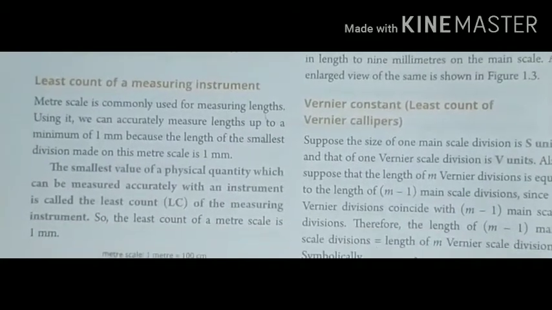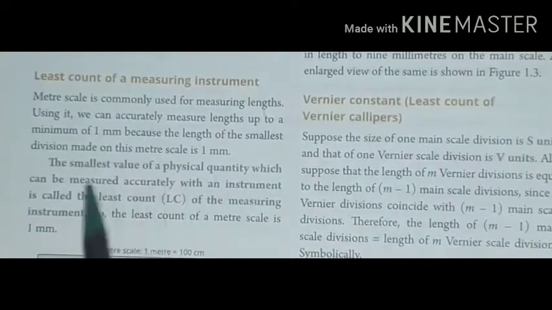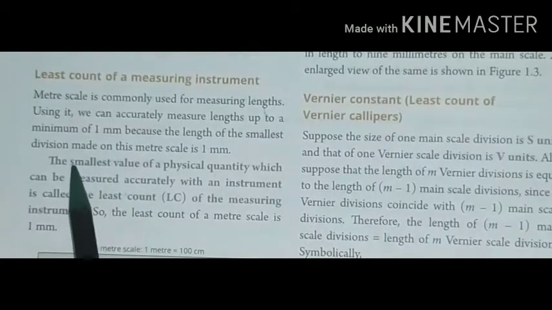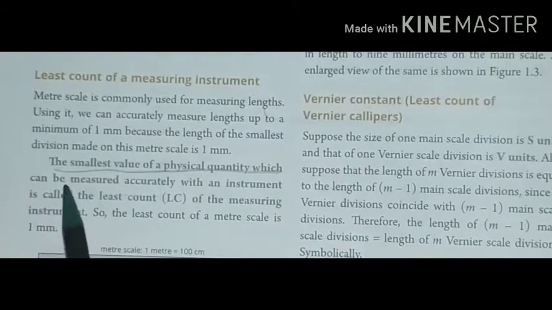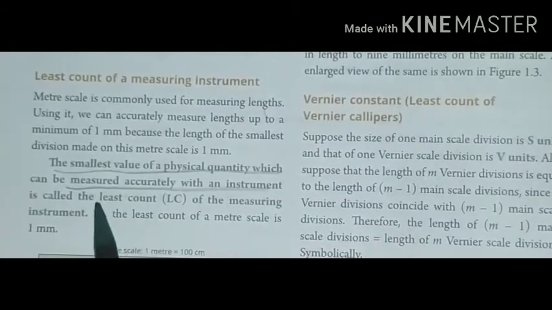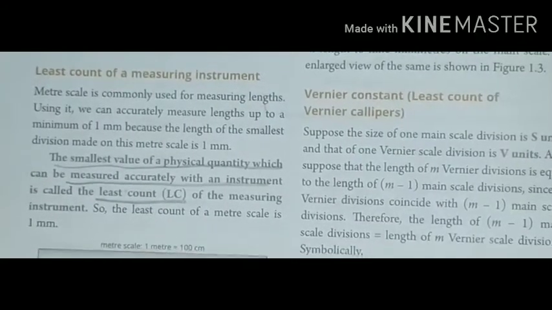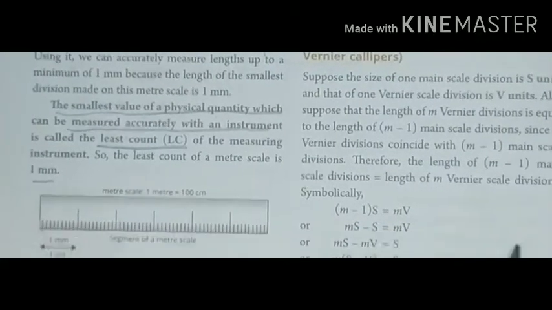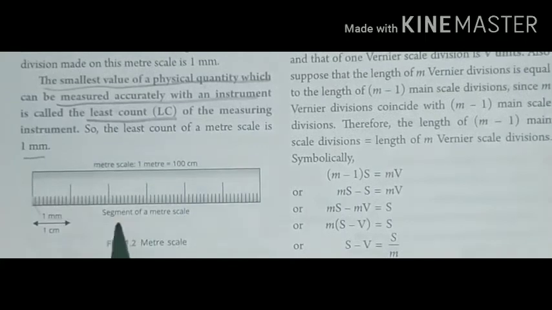The smallest value of a physical quantity which can be measured accurately with an instrument is called the least count. So the least count of the meter scale is 1 millimeter. We can say this for the meter scale.